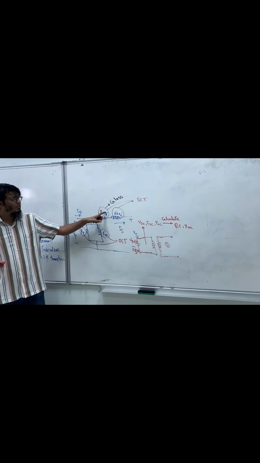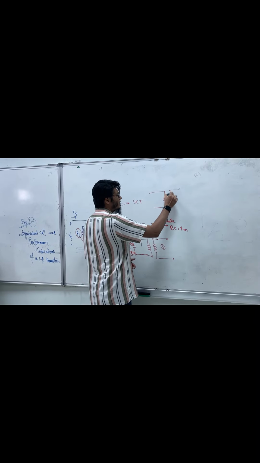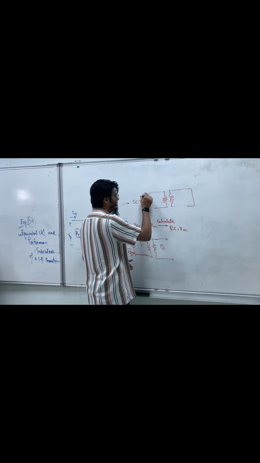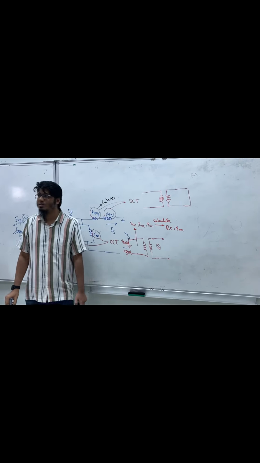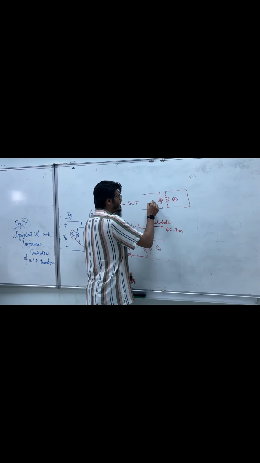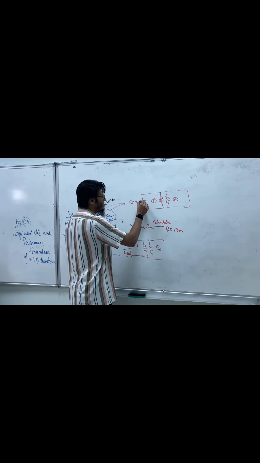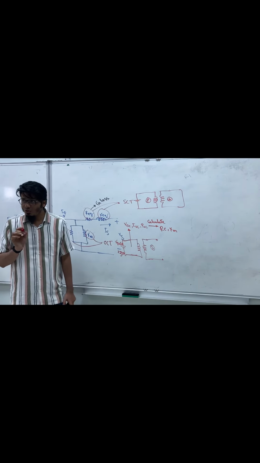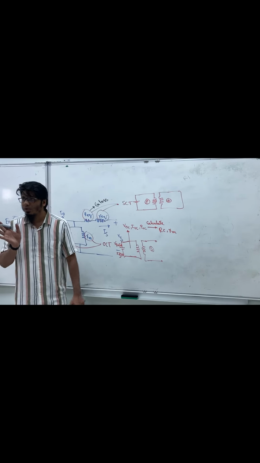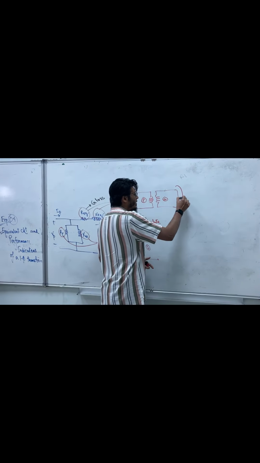For the short circuit test, for example, this is our transformer. We keep the secondary side shorted. This is our secondary side and this is our primary side. Now we apply a voltage in the primary side, it can be any value, but we look at the secondary current, and we make sure that the current flowing is I rated.